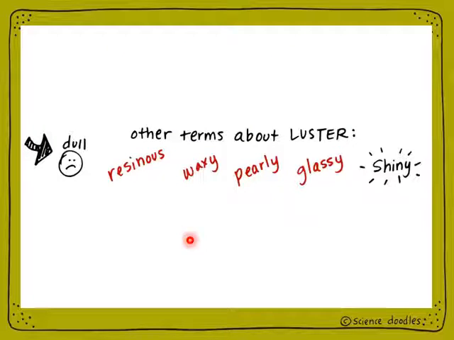Other terms about luster can be resinous. So this is going to look like it's kind of sticky, waxy, pearly. So this might be kind of shiny and swirly, glassy, or shiny. Those are some of the ones you might hear.